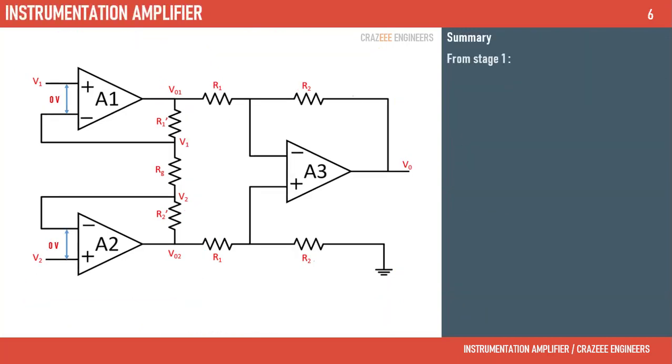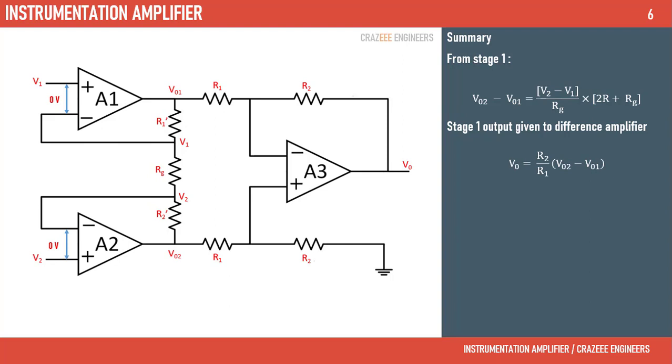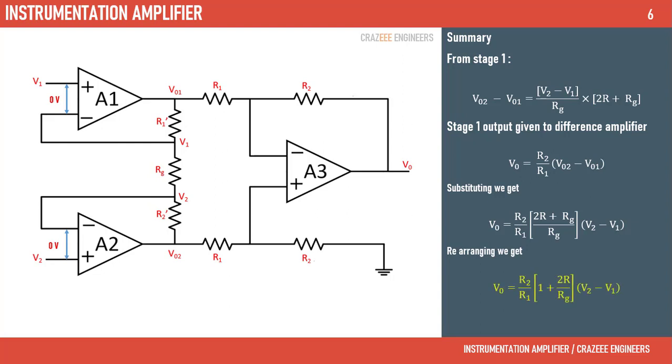Summary: from stage 1, V02 minus V01 is equal to V2 minus V1 divided by Rg, into 2R plus Rg. The stage 1 output is given to the difference amplifier. The difference amplifier output equation is V0 equal to R2 divided by R1 into V02 minus V01. Substituting V02 minus V01 from stage 1 in the above equation, we get V0 equal to R2 divided by R1 into 2R plus Rg, divided by Rg, into V2 minus V1. Rearranging, we get V0 equal to R2 divided by R1 into 1 plus 2R divided by Rg, into V2 minus V1.